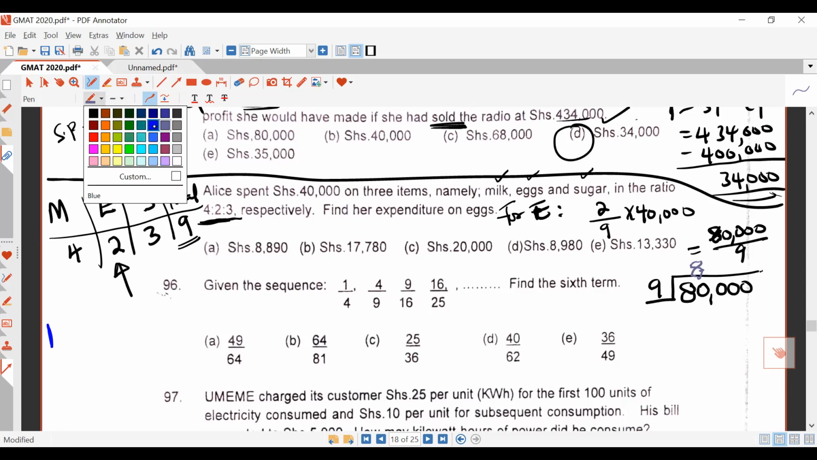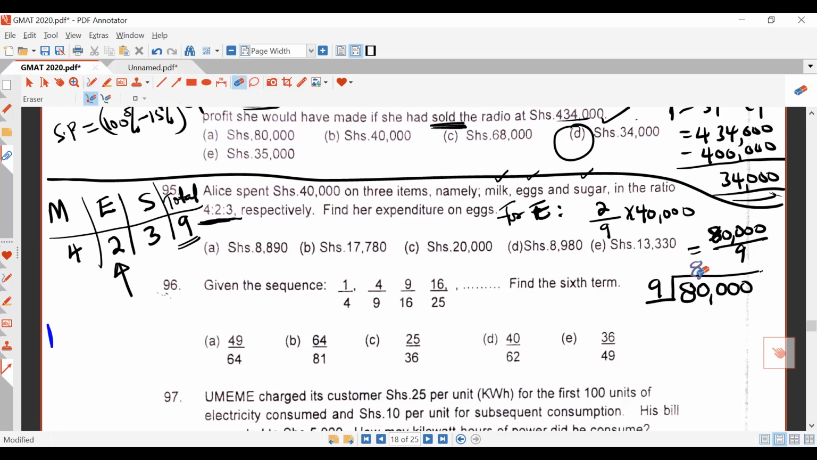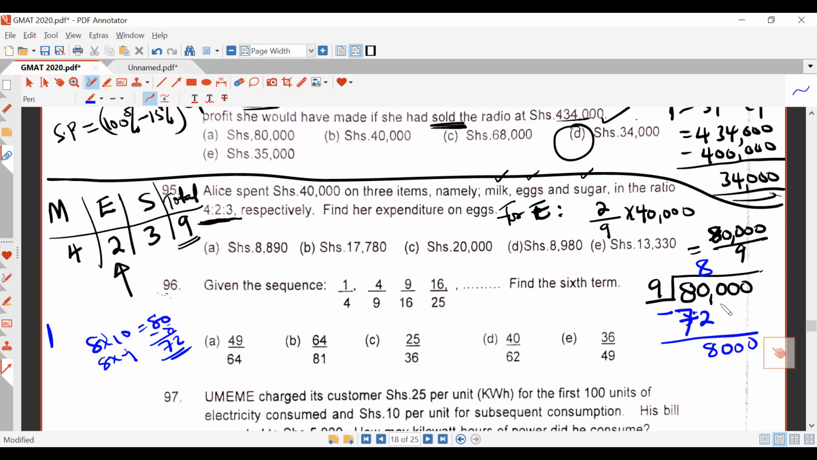I'll put my 8 here. So 8 times 9, I'll get 72. You can get, for example, 8 times 10, you get 80, so when you get 8 times 9, you simply subtract an 8 from that and you get 72. Now, when I subtract here, I'll be having my 8, then the 3 zeros. Is that fine? Yes.